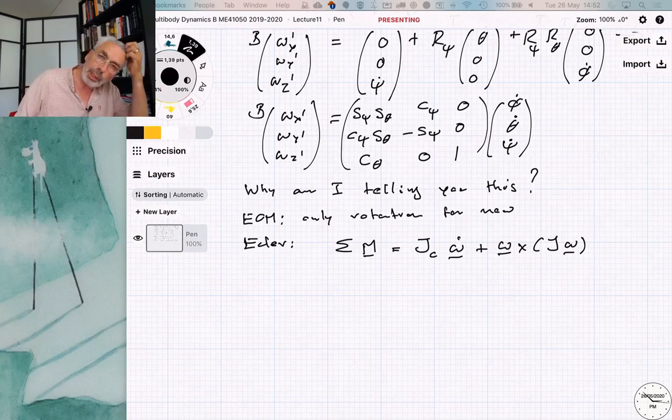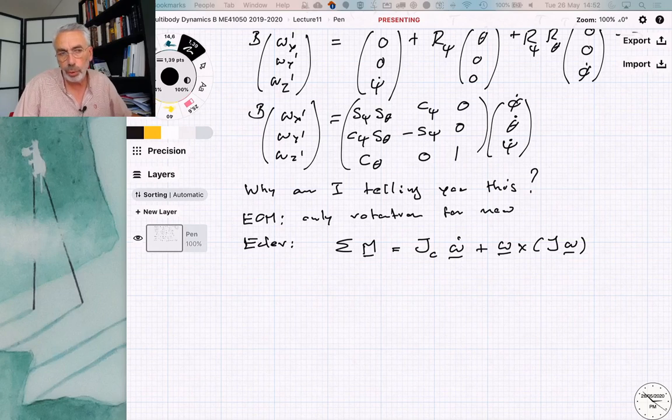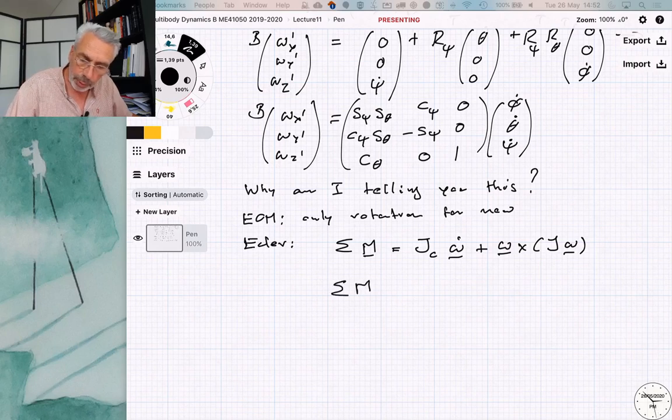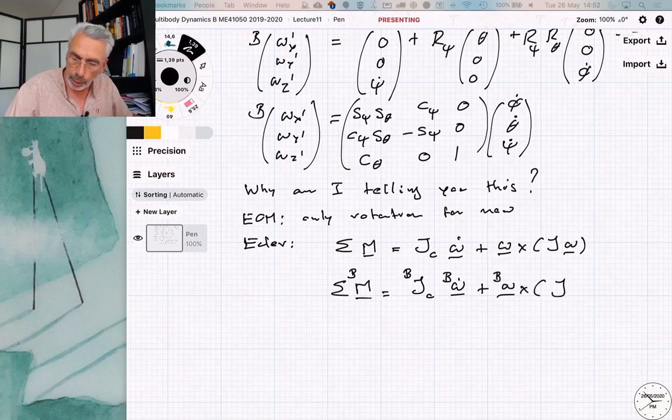And of course everything expressed in some coordinate system, and I have a preference for now to do everything in the body fixed frame. Yeah, so I like to write the sum of the torques in the body fixed frame is this mass moment of inertia in the body fixed times angular acceleration in the body fixed plus omega body fixed cross I omega body fixed. Now why? Because this in the body fixed frame is constant.